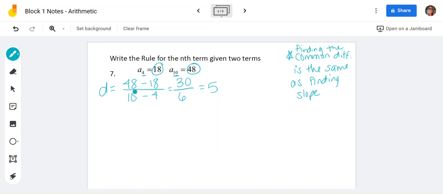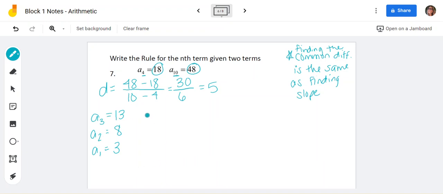Okay. If a sub 4 is 18 and we're going up by 5, if we want to go backwards, we're going to go down by 5. So a sub 3 would be 13, a sub 2 would be 8, a sub 1 would be 3. Okay, so you just write them out.